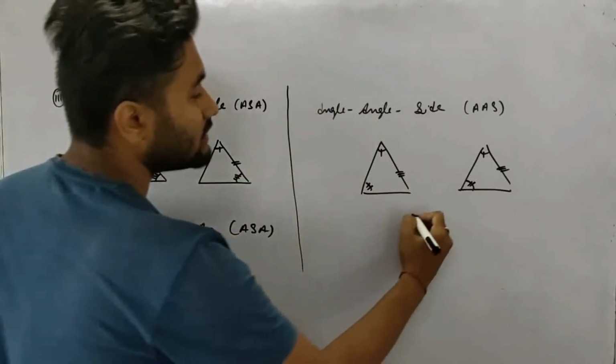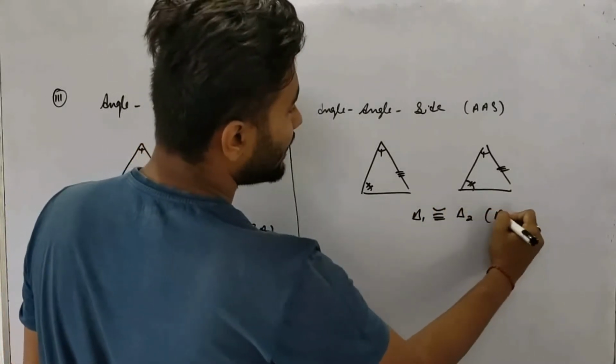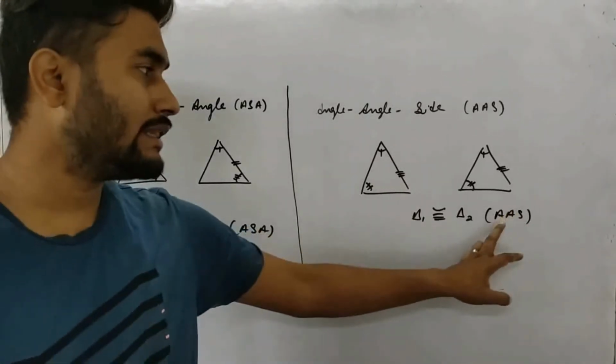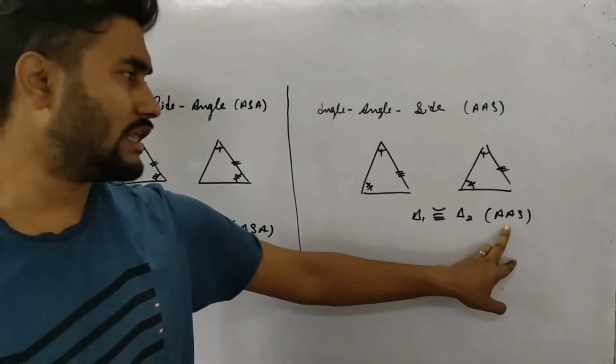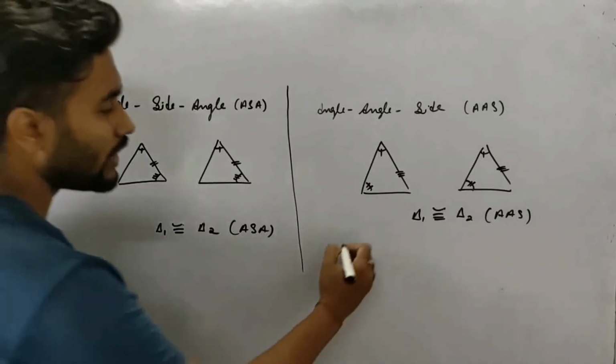But still we can say triangle 1 is congruent to triangle 2 by AAS. Only the simple thing is you don't write the S in the middle. But this will be congruent. You can show this side also. I can show like this also, okay?